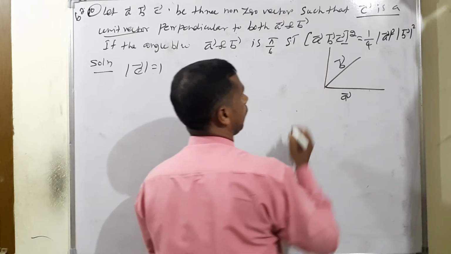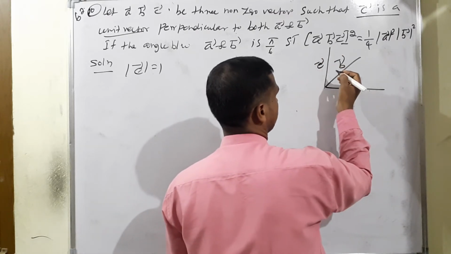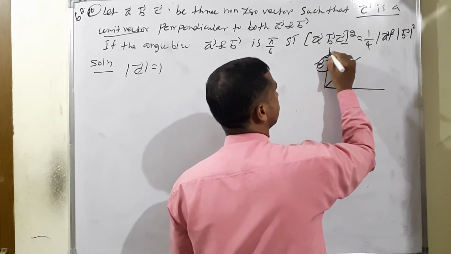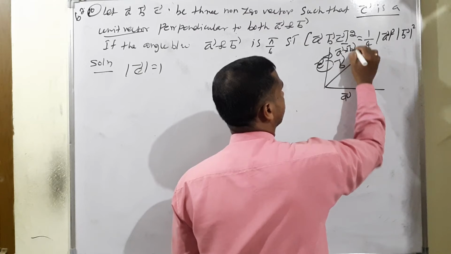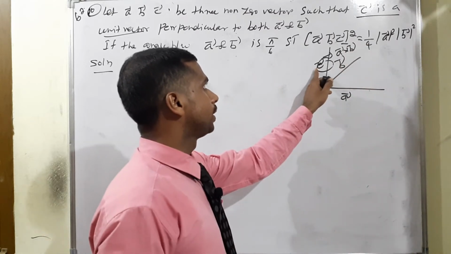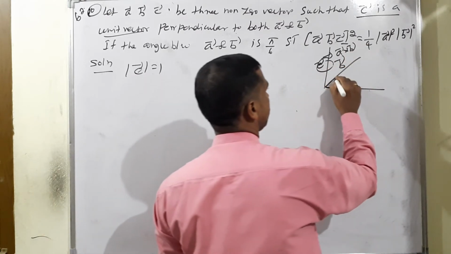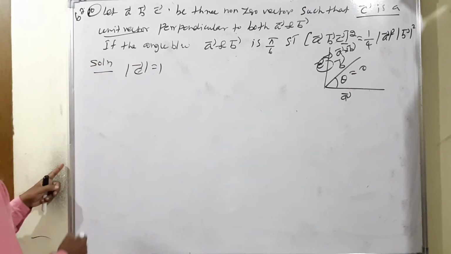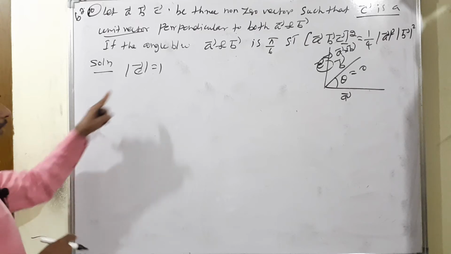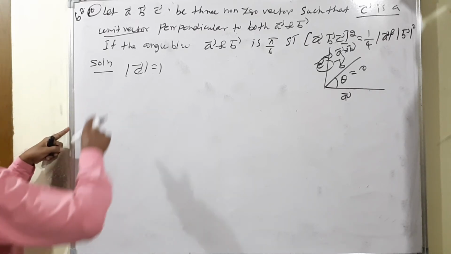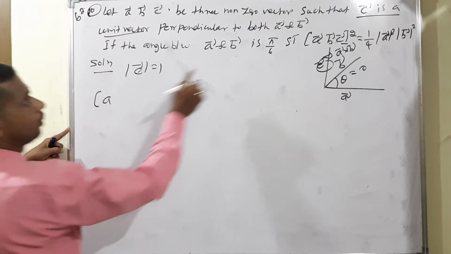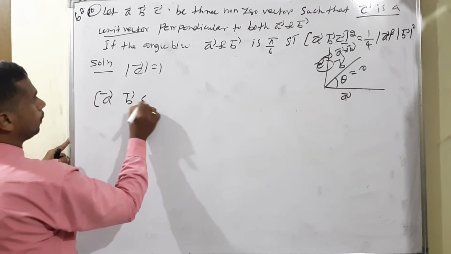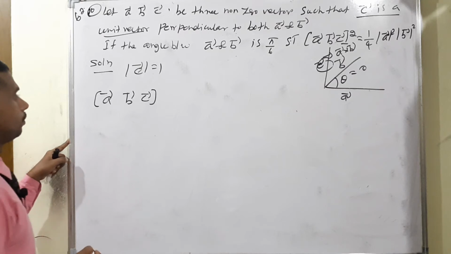This is a perpendicular line, so definitely we can say this is the C vector. Therefore, this C vector is the cross product of A vector cross B vector. Therefore, C vector is parallel to A vector cross B vector, which means the angle theta is equal to 0, isn't it? The condition is that the modulus of C vector is a unit vector, isn't it? Therefore, what we need to find is the box product of A vector, B vector, C vector.